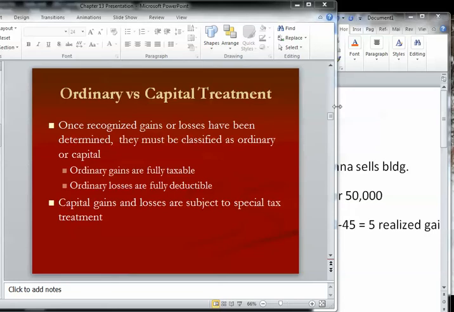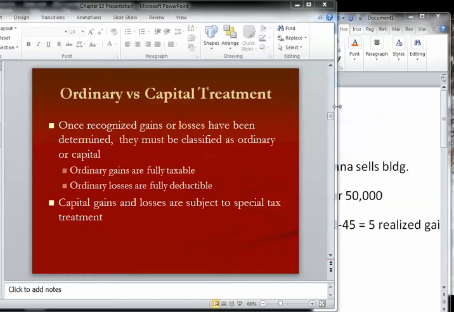We went through, in the first segment, the terminology that is associated with gains and losses. Beyond just the right term of realized versus recognized gains and losses, we have to categorize and classify the gain or loss. So how do we do that? It depends upon the type of asset that's being sold.